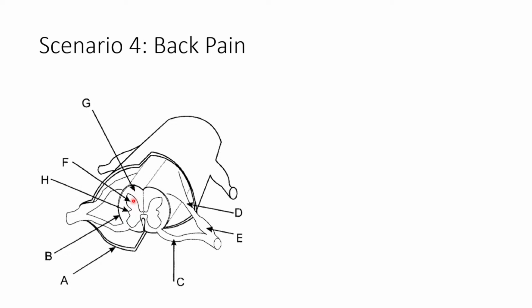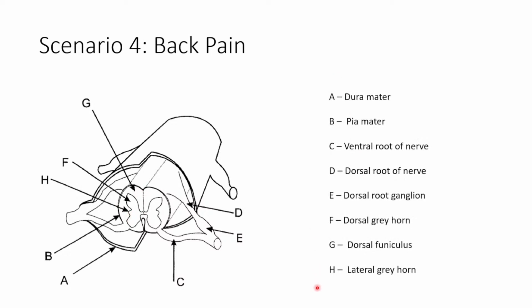So this is a dorsal gray horn. G is a dorsal funiculus. So that's the white matter part. And H is the lateral gray horn. This is just all of them together, all in one picture. So what we're looking at here is a thoracic spinal cord segment.